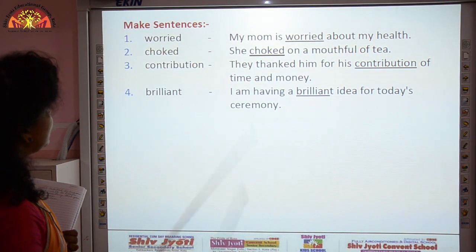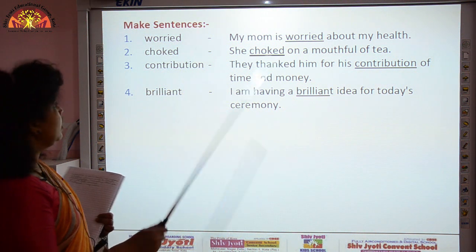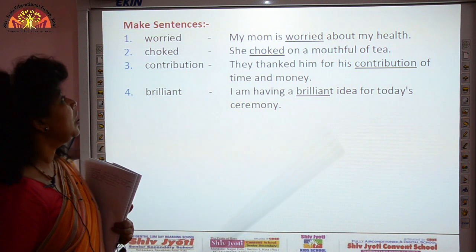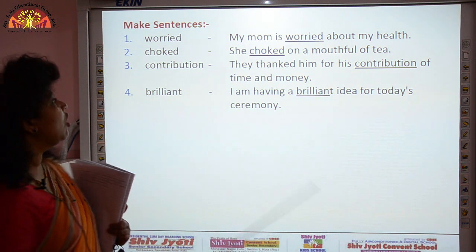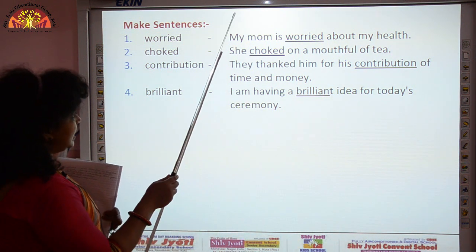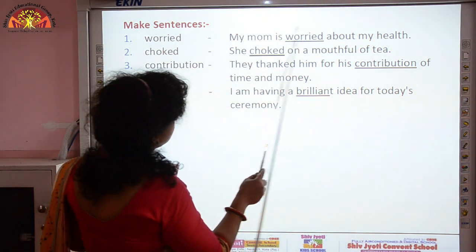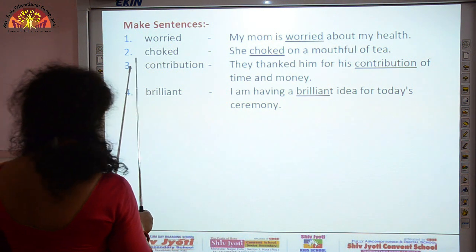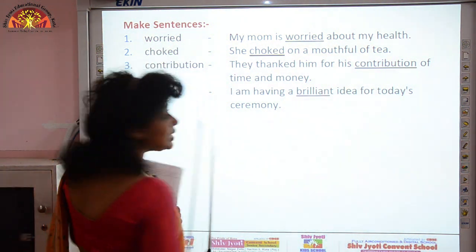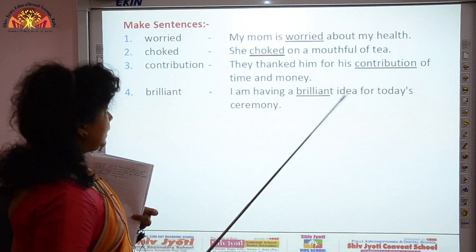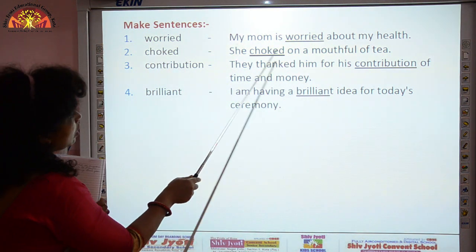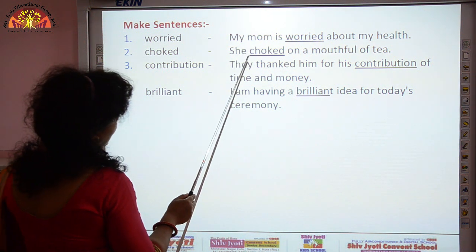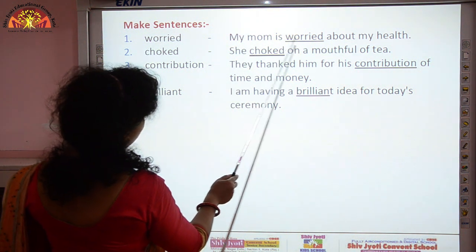So let's now start with make sentences. Your first word is worried. Worried means felt troubled or anxious. So the sentence is, my mom is worried about my health. Your second make sentence is choked. Choked means being unable to breathe. So she choked on a mouthful of tea. So children, make sure to underline the words choked and worried.